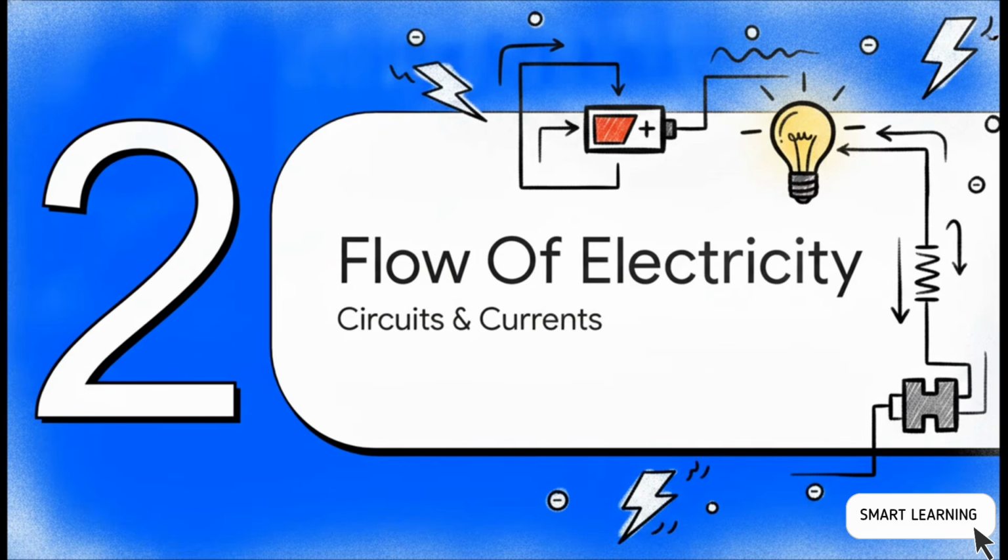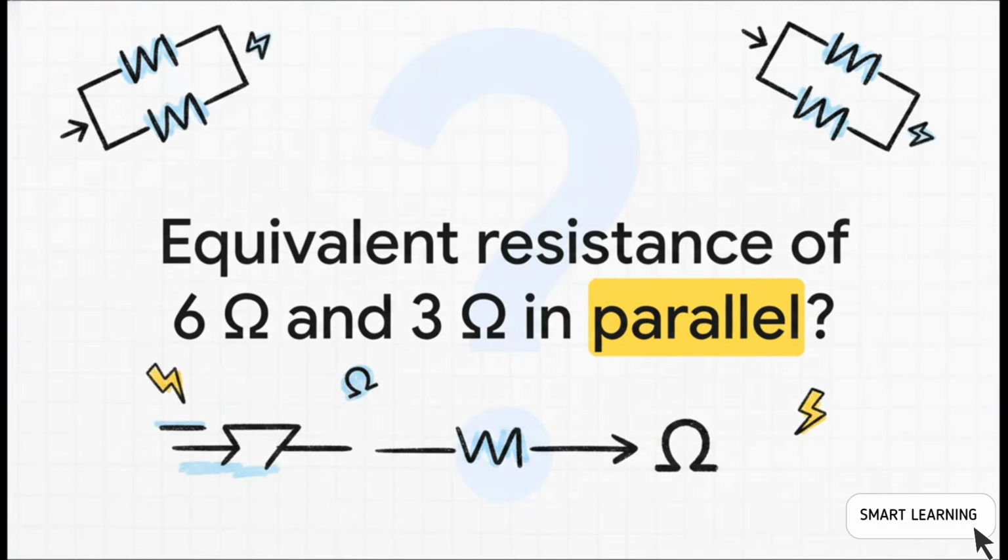The flow of electricity. Let's pivot and test your circuit knowledge. Here's the question. Two resistors of 6 ohms and 3 ohms are connected in parallel. The equivalent resistance is A. 9 ohms, B. 2 ohms, C. 4 ohms, or D. 1.5 ohms. Do a quick calculation in your head. Let's see if you can nail this one.